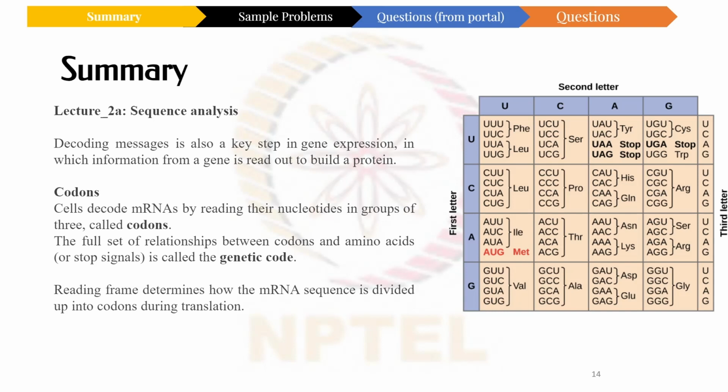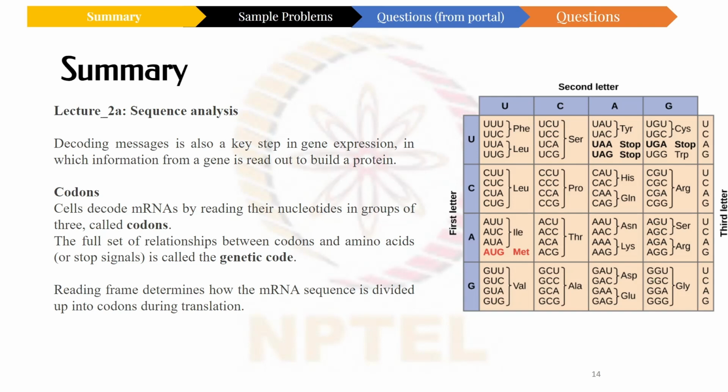And there is one concept here: degeneracy. Degeneracy is nothing but different combinations of these nucleotides can lead to a similar type of amino acid. So for example, if you see, glycine is coded by 4 different codons. So this is known as codon degeneracy.